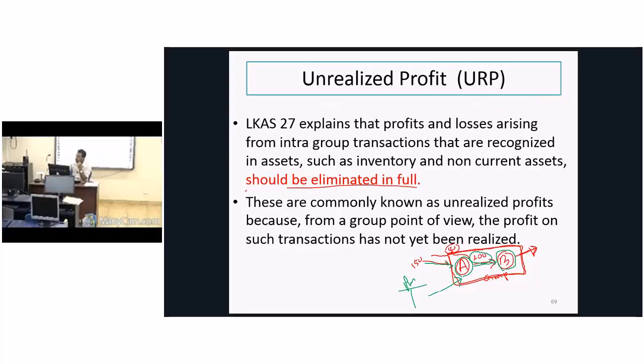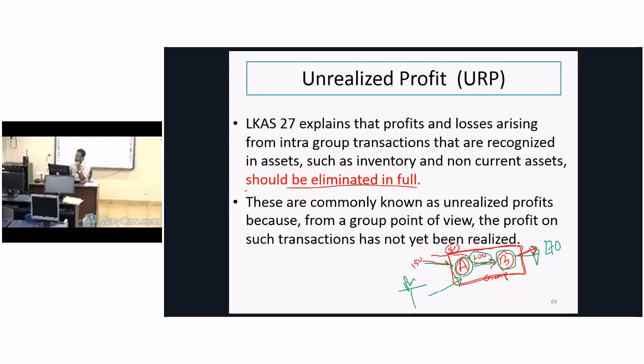If entity B sells everything to outsiders by the end of the year, let's say for 270, then what is the total profit earned by the group in this scenario? Something came in for 150, went out for 270, which means there is 120 profit for the group. Therefore, there is nothing called unrealized in this kind of transaction. Why? Entity A bought something outside the group and entity B sold to outside the group. Anyway, that 120 profit is to the group.